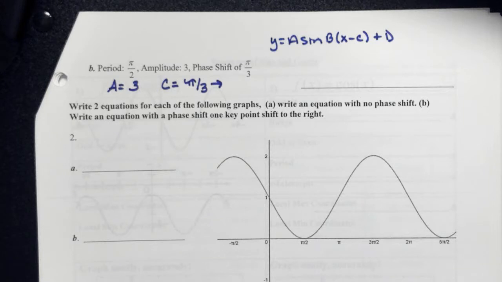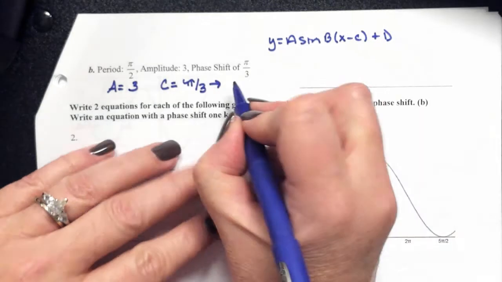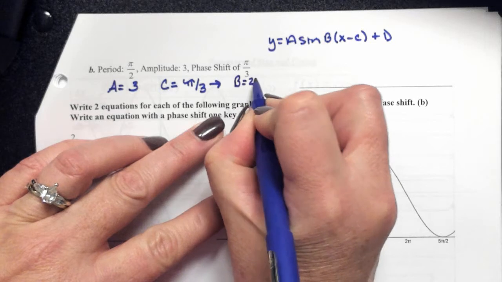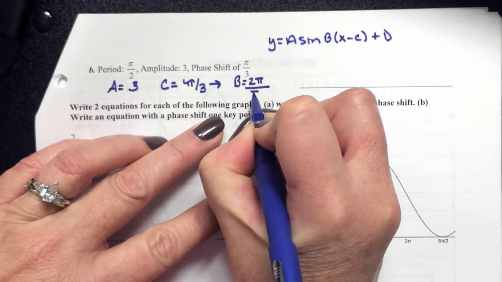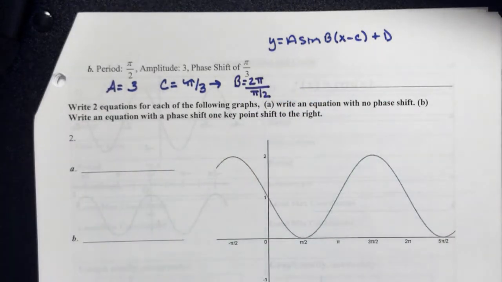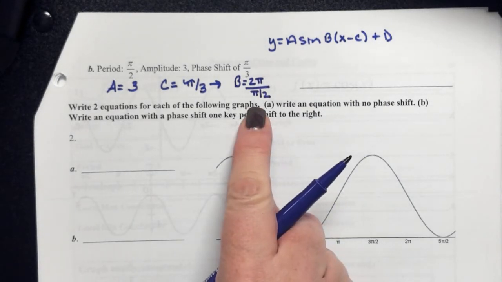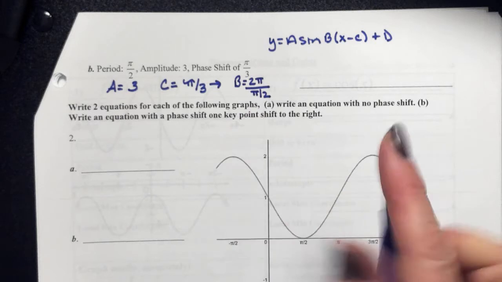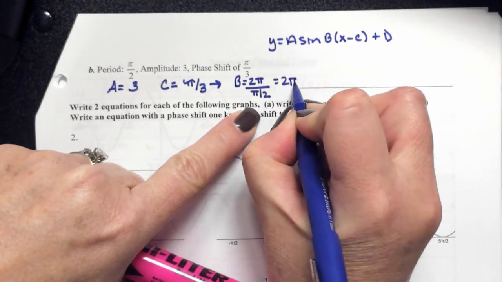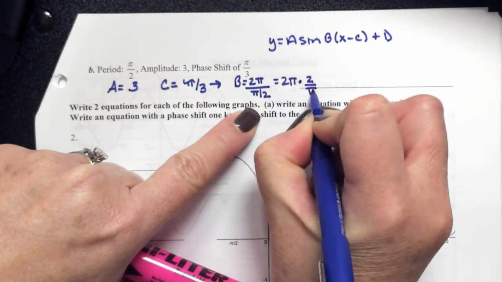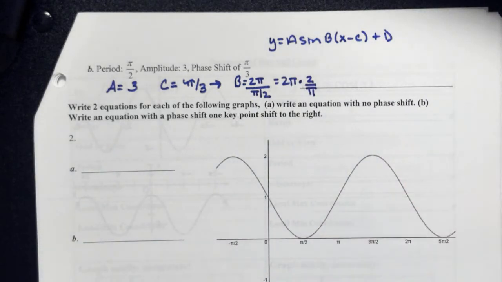Now, they're telling you we have a period of pi over 2. So my b value has to be 2 pi divided by pi over 2. Well, when I divide fractions, guys, remind me again, how do I do this? I'm going to multiply by the reciprocal. So it's going to be 2 pi times 2 over pi. So then what's the b value going to be? B is going to be equal to 4.